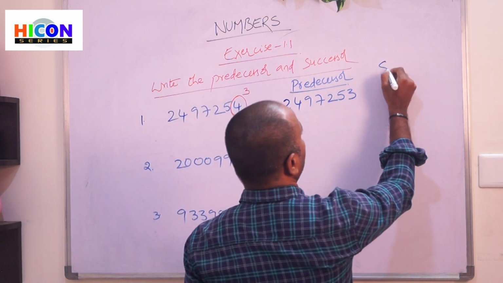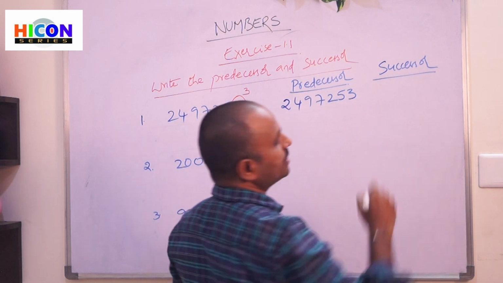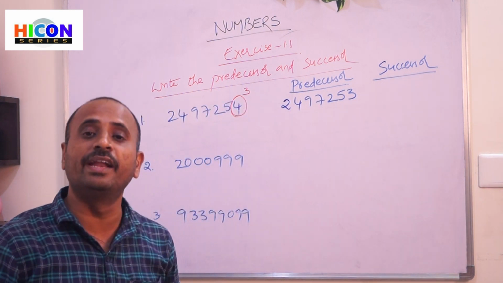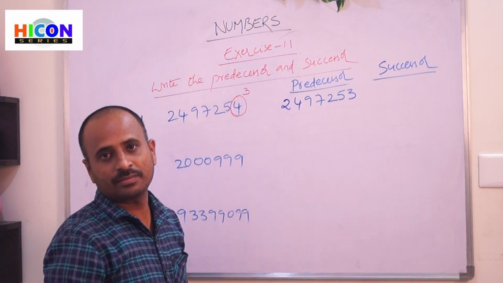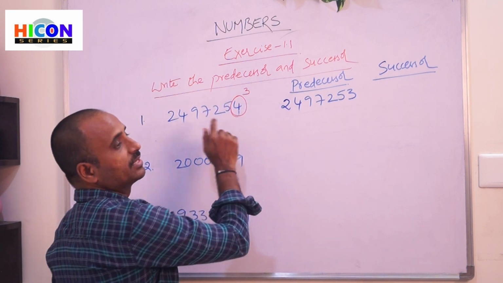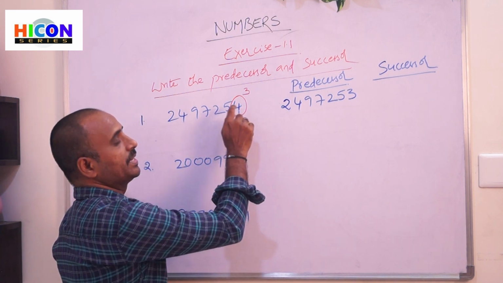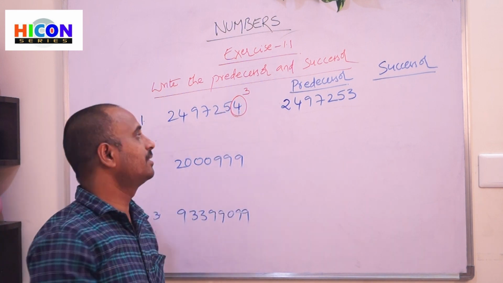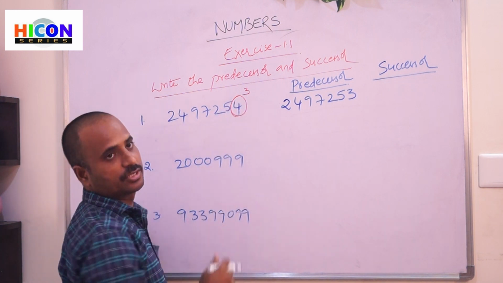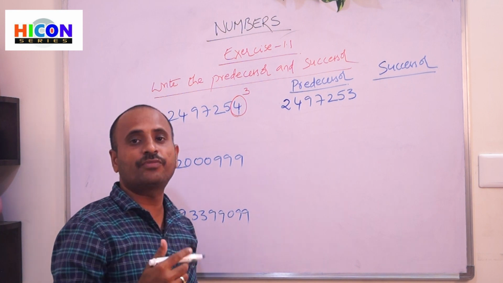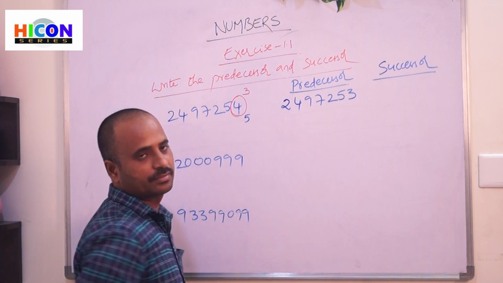Now the successor. How can we write the successor? The successor can be obtained by adding 1 to the given number. So how can we add 1 to this number? In the same way, take the last digit present in the number, that means take the digit present in the ones place. Here 4 is present in the ones place. Now write its after number. After 4 we will get 5.